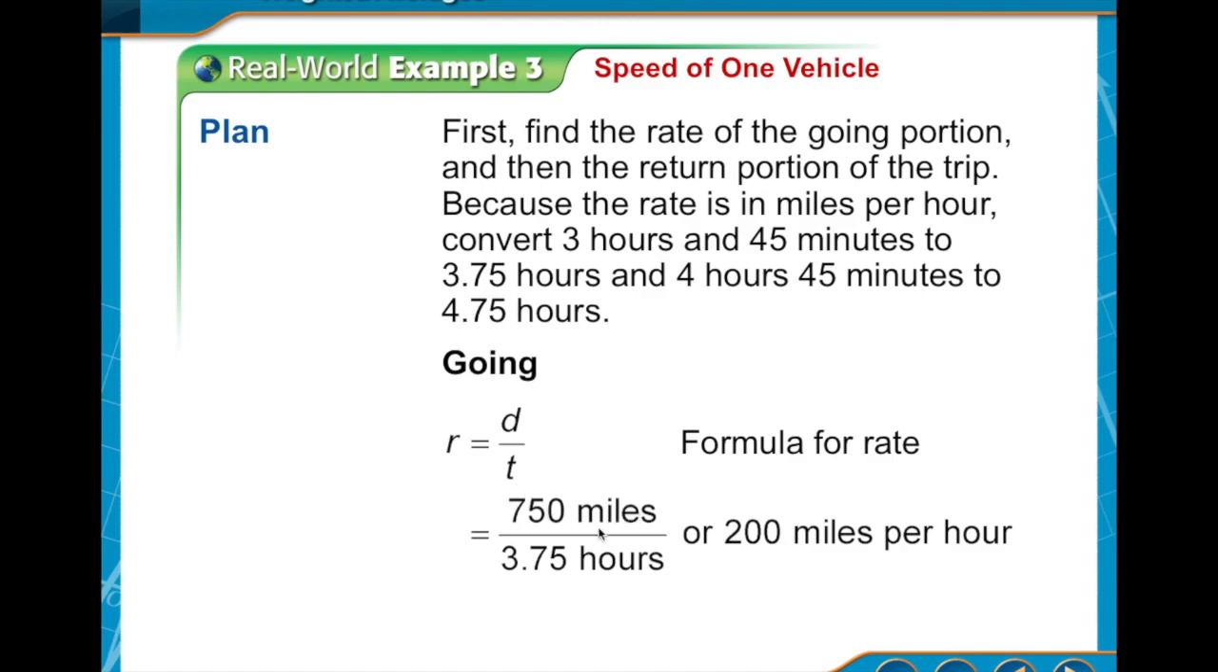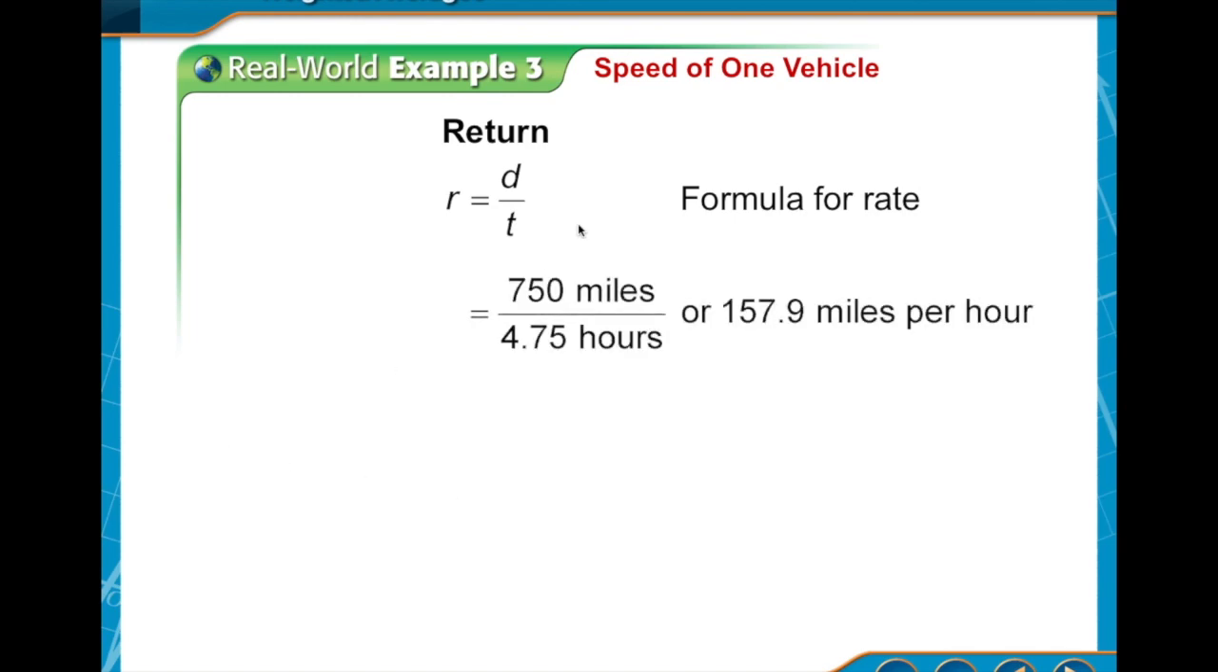That's how far she covered. How long did it take? The time, 3.75 hours. Divide that away, you get 200 miles per hour. We'll do the same thing for the return flight. So same distance, but it took a lot longer. So we divide that away, we get about 158 miles per hour.